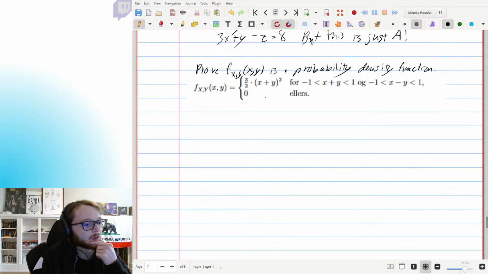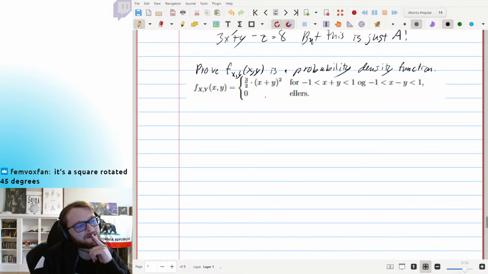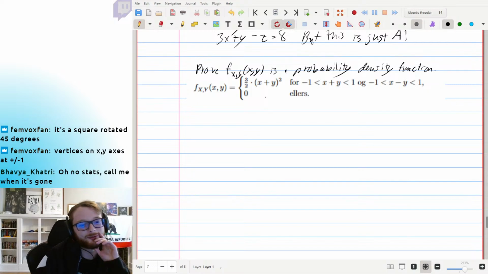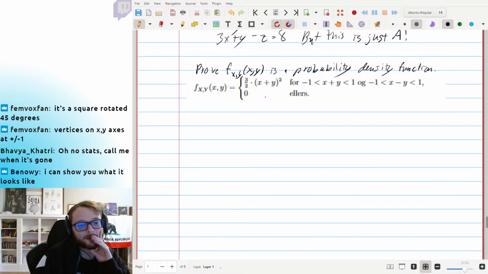So a square rotated 45 degrees? Is it? I think it's some weird parabola thing. Call me when it's gone. This part of stats, I don't remember it well, but I do actually kind of enjoy it. I think it's basically just a multivariable calculus problem at this point. Like, we just need to integrate this function over its domain and hope we get 1.